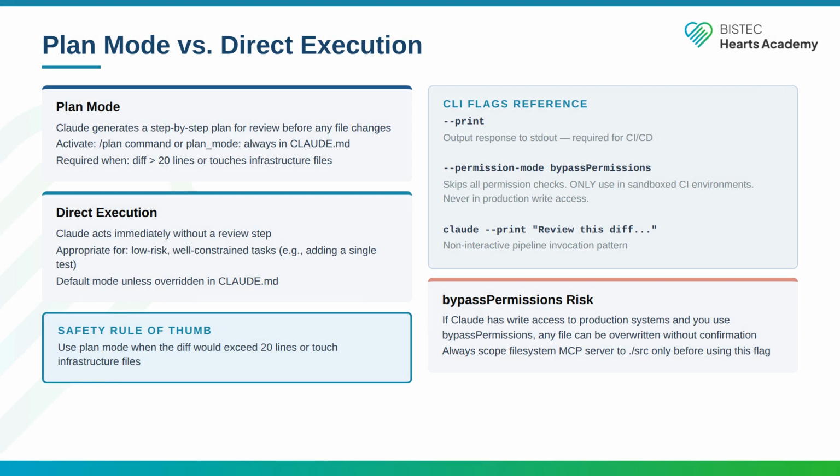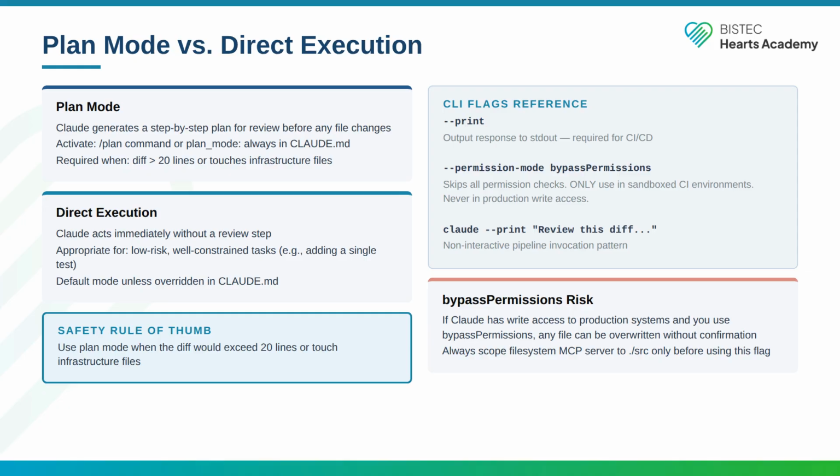Plan mode and direct execution are a safety dial, and the question is never which is generically better. It's what risk profile this specific change has. Direct execution is appropriate for low risk, well-constrained tasks, where the blast radius is small and the change is easily reversible. Adding a single unit test, fixing a typo in a docstring, renaming a local variable. These are the right candidates for direct execution. Claude acts immediately, and you review the result.